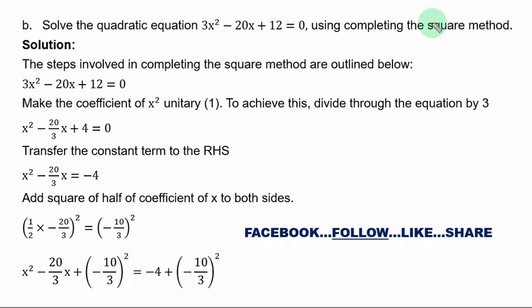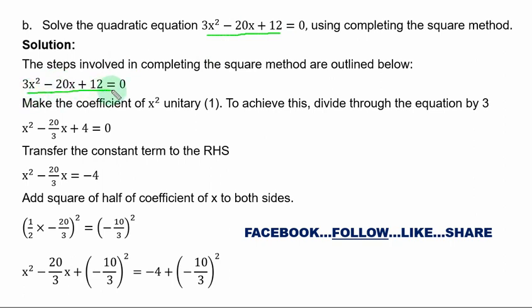Question 1b. Solve the quadratic equation 3s squared minus 20s plus 12 equal to 0 using completing the square method. Solution: the steps involved in completing the square method are outlined below. You have the given equation.